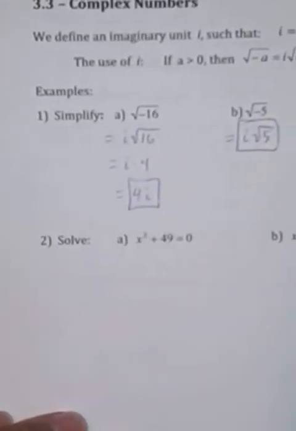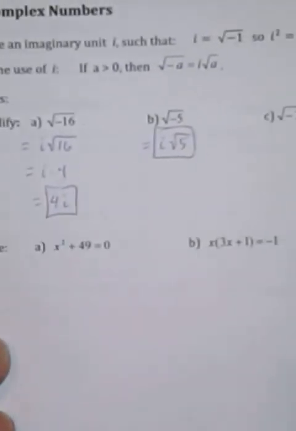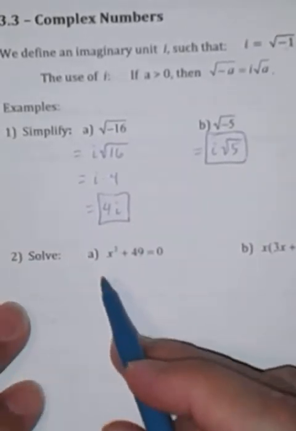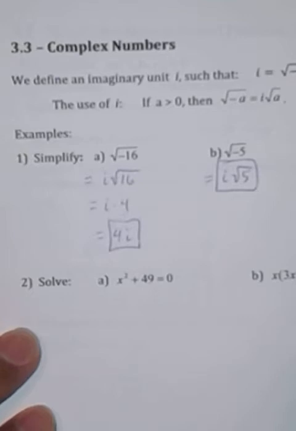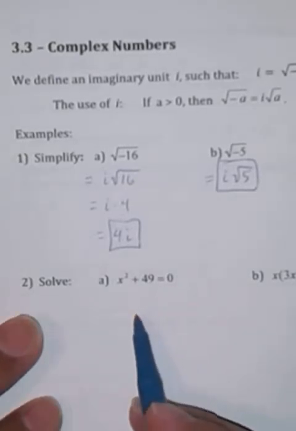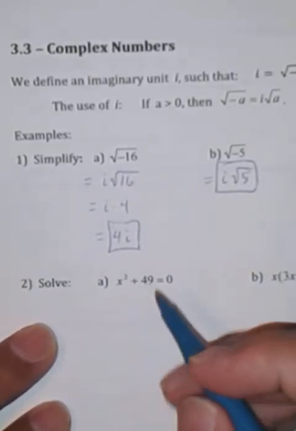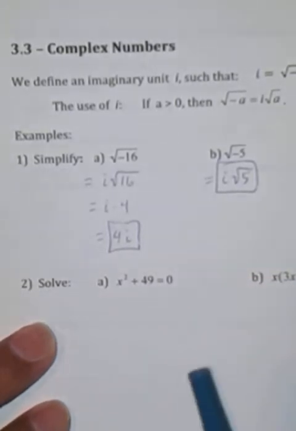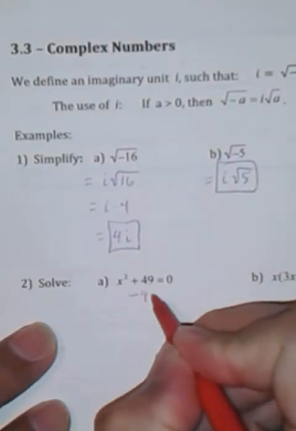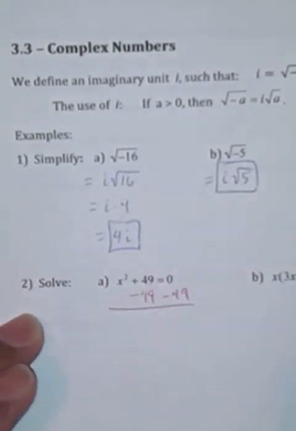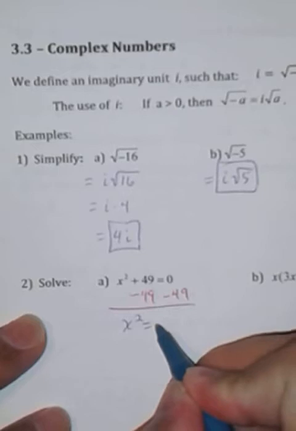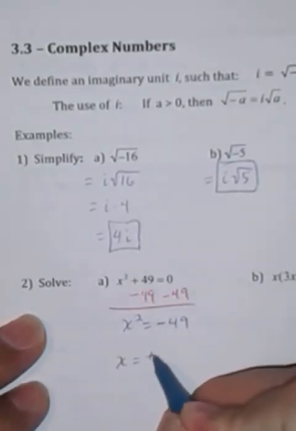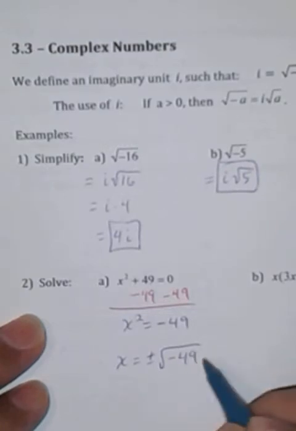Let's try number 2, solve those three equations. We'll do a couple. Let's try A, x squared plus 49 equals 0. That looks like I can write it x squared equals k. You guys remember that? And then just use the square root property. So I subtract 49, minus 49 minus 49, and I get x squared equals negative 49. And so then x would be plus or minus square root of negative 49.